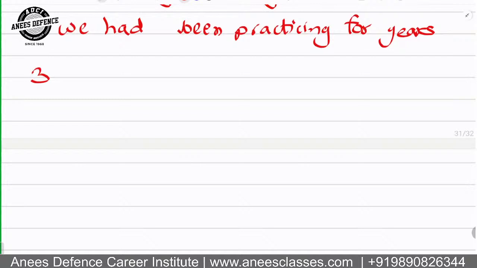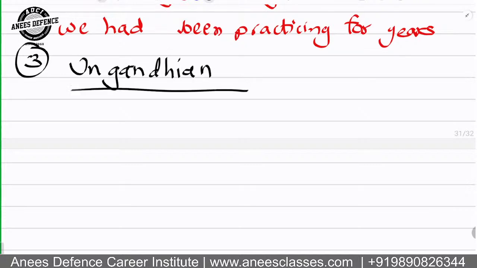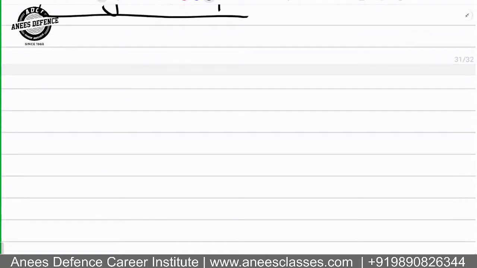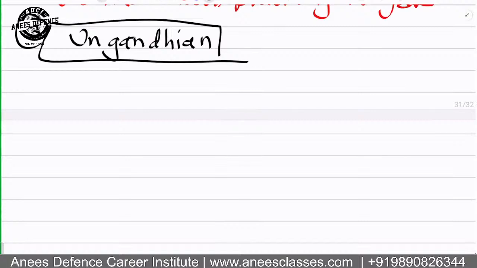Third criticism was on Gandhian. Some critics said that the constitution is not based on the philosophy of Gandhiji, but many of the ideals of Gandhiji were incorporated in the constitution. For example, Panchayati Raj and the upliftment of SCs and STs and other backward classes.